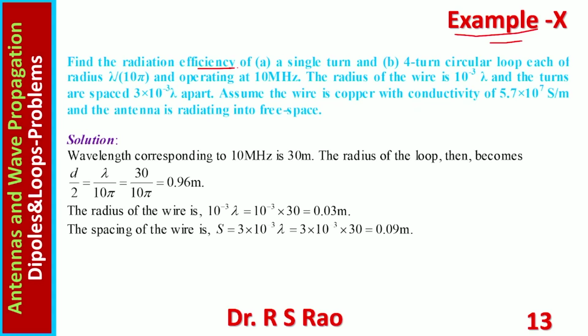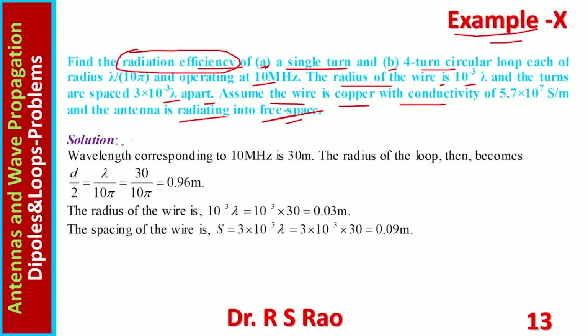Another problem, example 10. Find the radiation efficiency of A single turn, B 4 turn circular loop, each of radius lambda by 10 pi and operating at 10 megahertz. The radius of the wire is 10 power minus 3 lambda and turns are spaced 3 into 10 power minus 3 lambda apart. Assume the wire is copper with conductivity of 5.7 into 10 power 7 Siemens per meter and the antenna is radiating into free space. We are asked to find radiation efficiency.